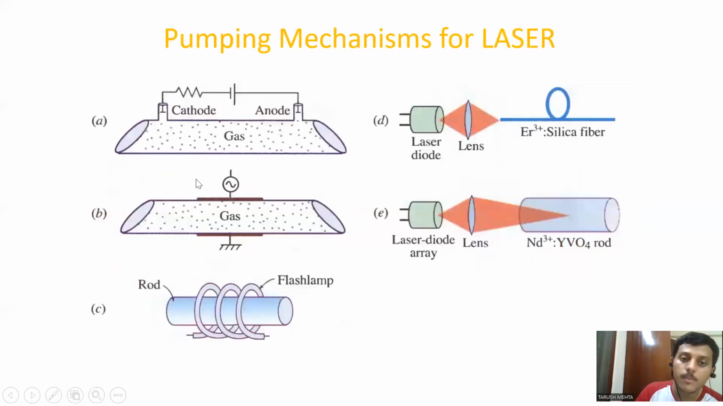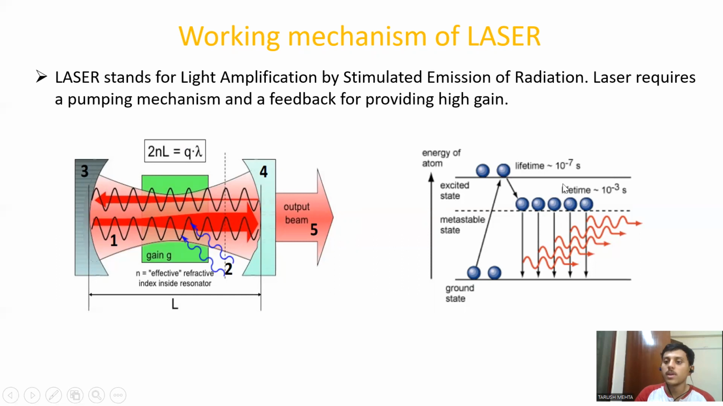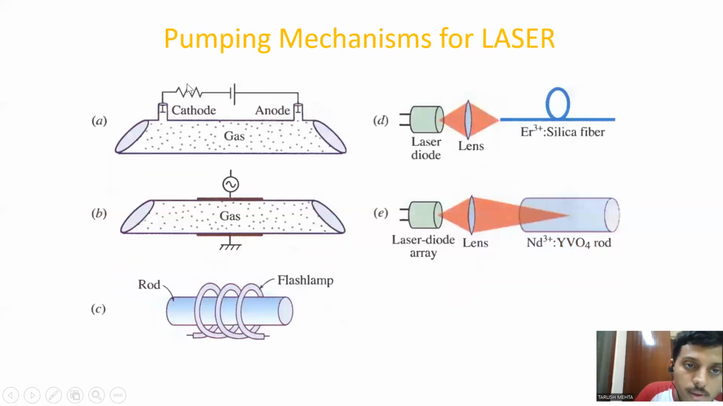Now there can be various mechanisms of pumping the electrons to the excited state, because that is very important for increasing the gain of the laser. So one of the ways can be pumping through some cathode and anode. The other way can be pumping through a flash lamp. And these are again some other examples. So we can have an erbium doped silica fiber also, which can act as a laser.